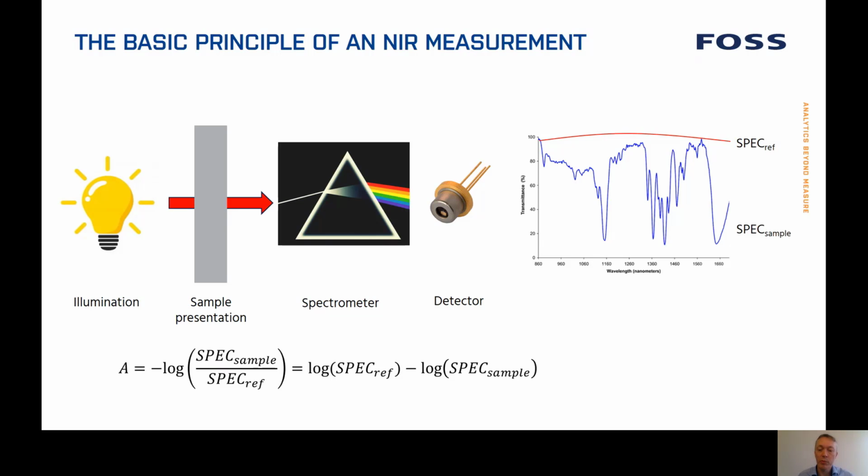The shape of the absorbance spectrum depends now only on the sample and its composition. Using chemometric methods, the sample composition can be calculated from the absorbance spectrum, which we will come into in the next part of the webinar. Different NIR instruments often utilize different spectrometers and detector technologies. The advantages and disadvantages of this will be the topic of the next part.